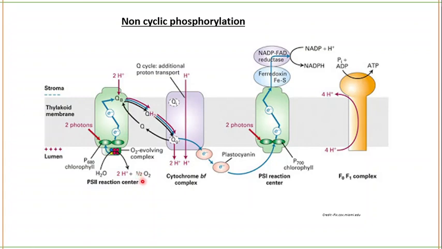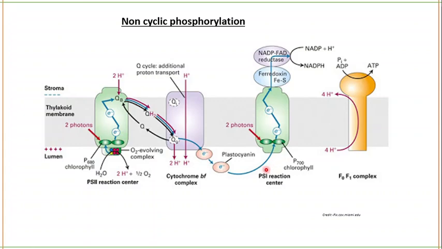Along with that, there will be a release of oxygen molecules, and it requires the collaboration of both photosystem 2 as well as photosystem 1. Electrons move from water to photosystem 2, then to photosystem 1, and then finally to NADP positive. This electron transport will lead to the generation of a proton motive force as well, and this proton motive force will result in the synthesis of ATP with the help of the ATP synthase complex. So that's why it is called non-cyclic photophosphorylation.